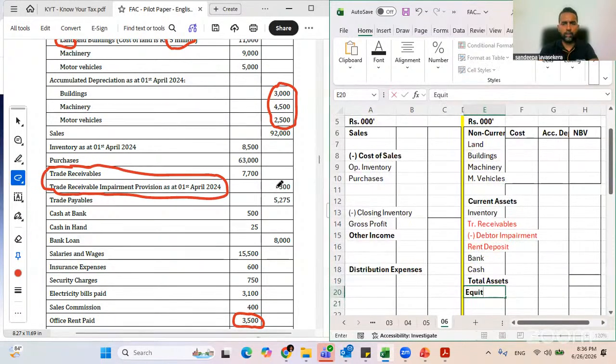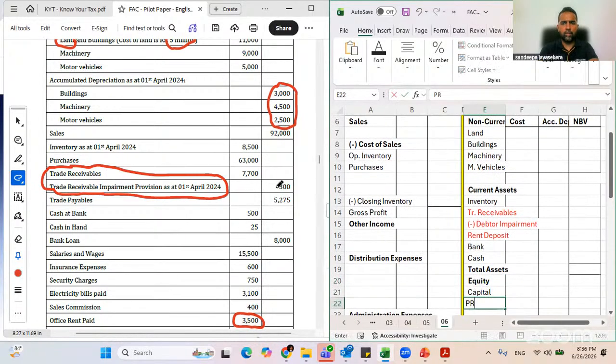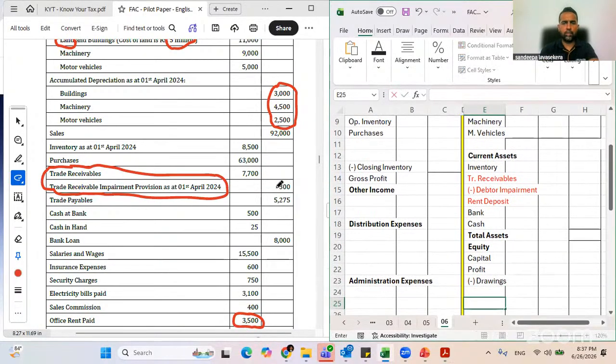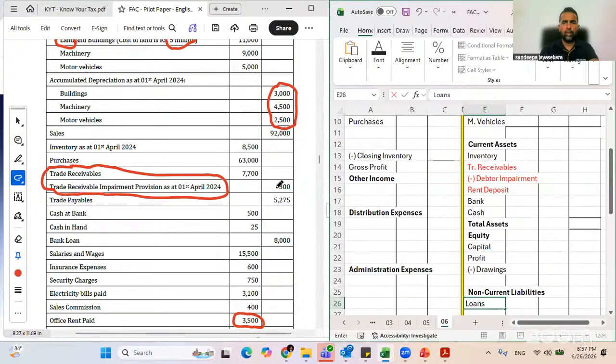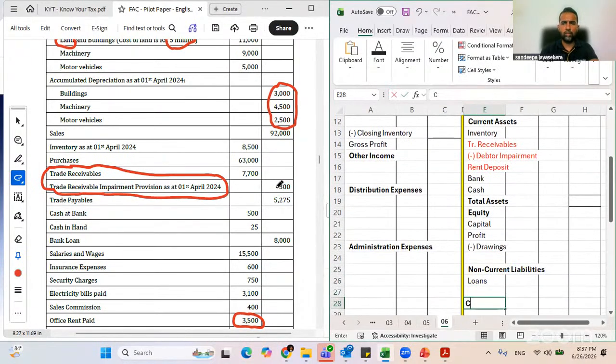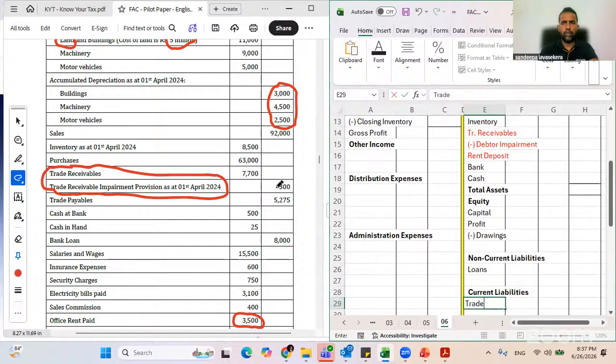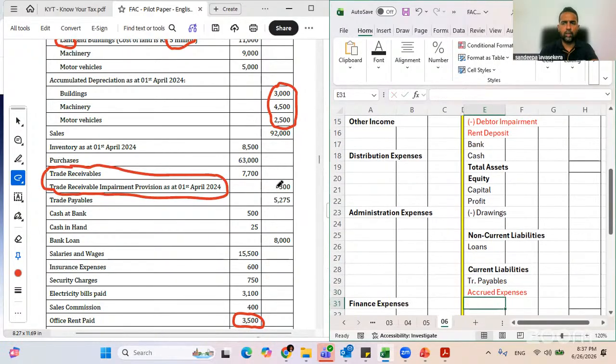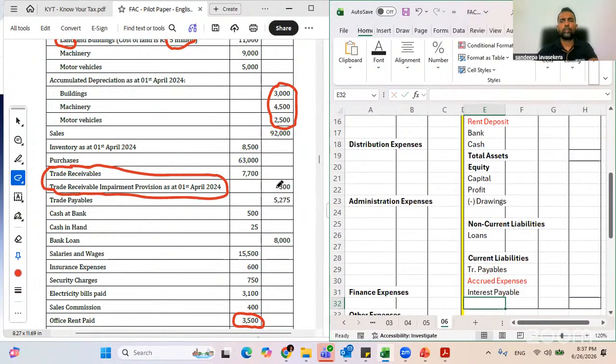Equity, under that capital, profit, drawings, non-current liabilities, loans, current liabilities, trade payables, accrued expenses, interest payable. Right. Total equity and liabilities.